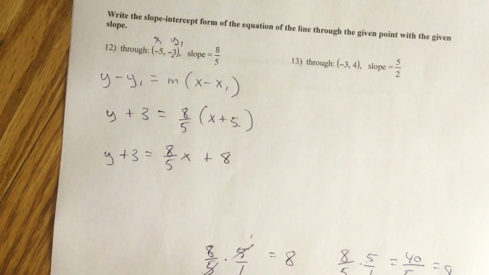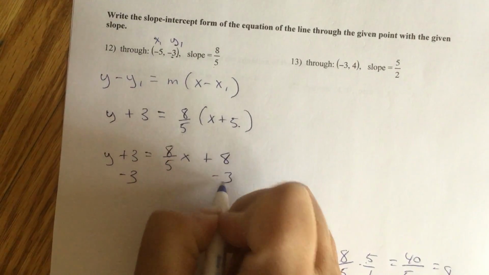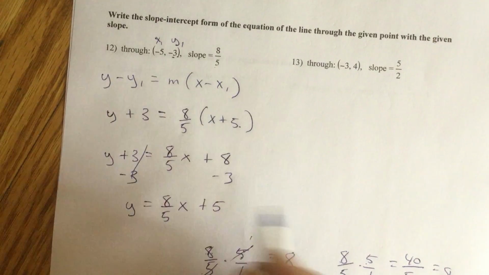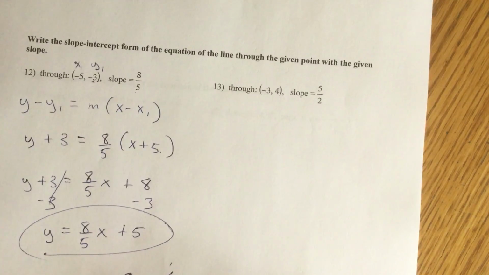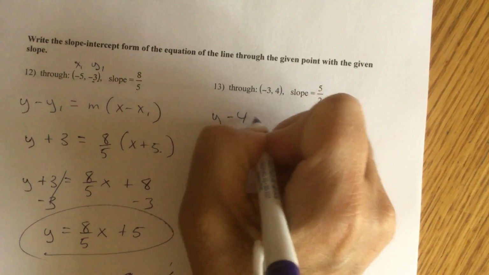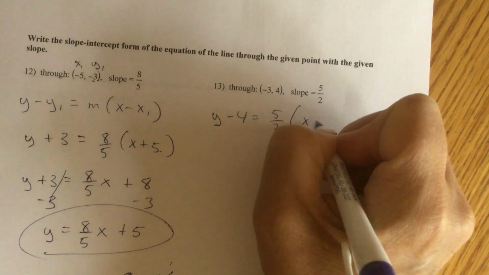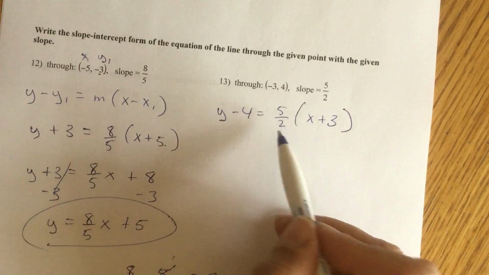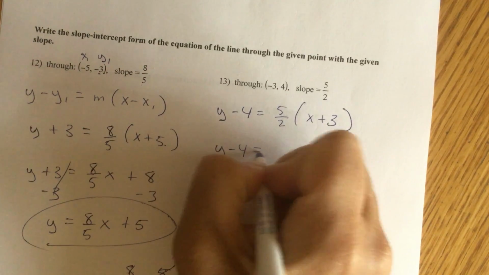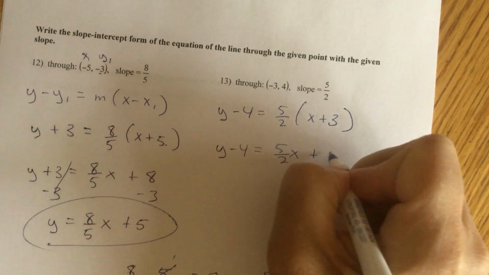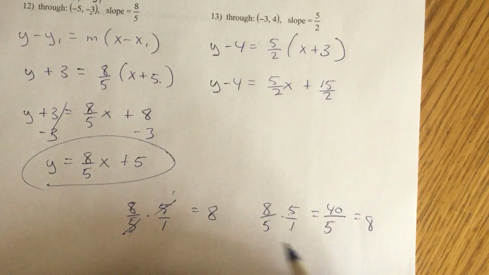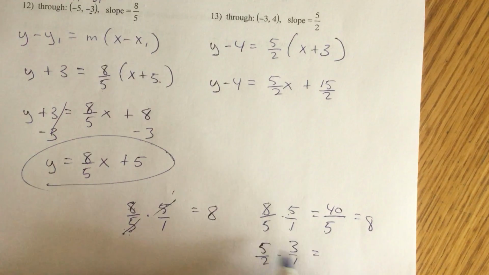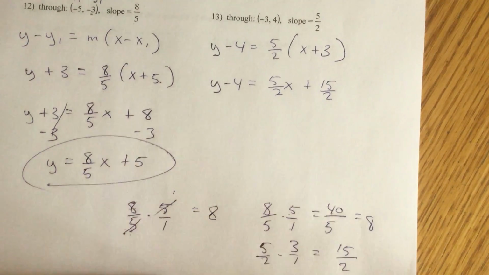So this is going to give me an 8, and now we subtract 3 from both sides. And so y is equal to 8/5 x plus 5. Okay? So using the same strategy over here, y minus 4 is equal to 5/2 times x plus 3. This one's going to be more complicated because the 3 is not going to cancel out with the 2. So I'm going to have y minus 4 is equal to 5/2 x plus 15/2. So again, you have 5/2 times 3/1. You can't divide anything, so 5 times 3 is 15, 2 times 1 is 2.